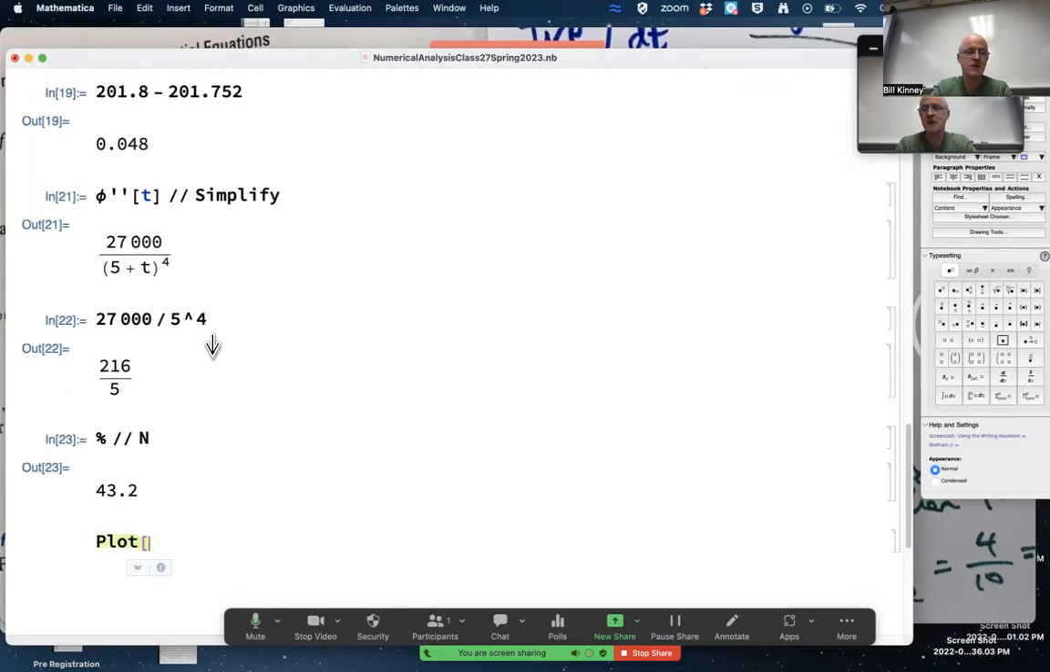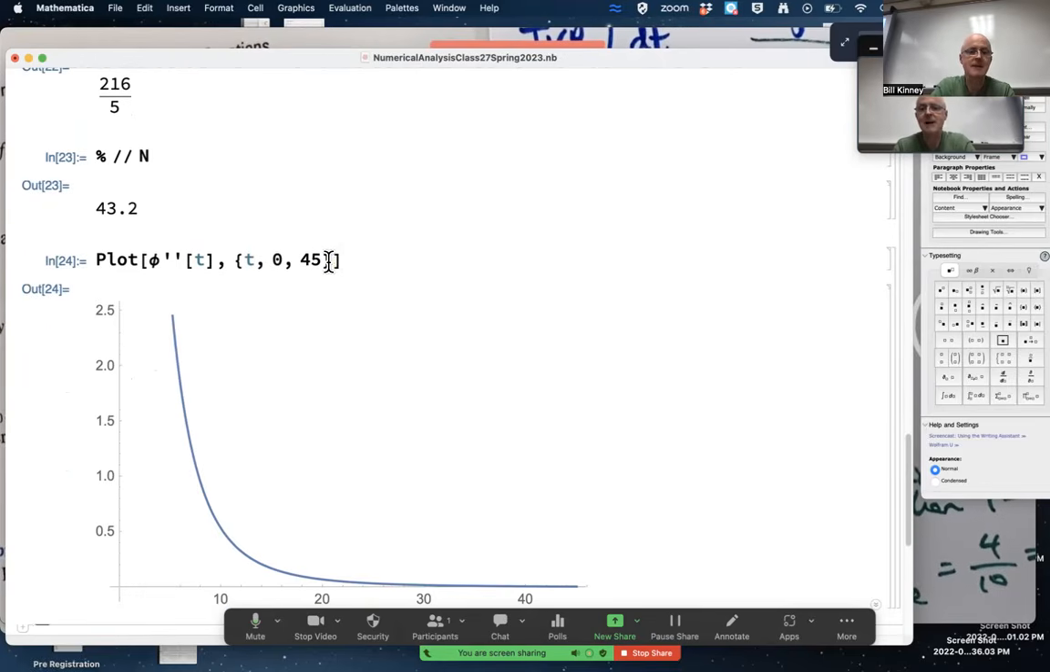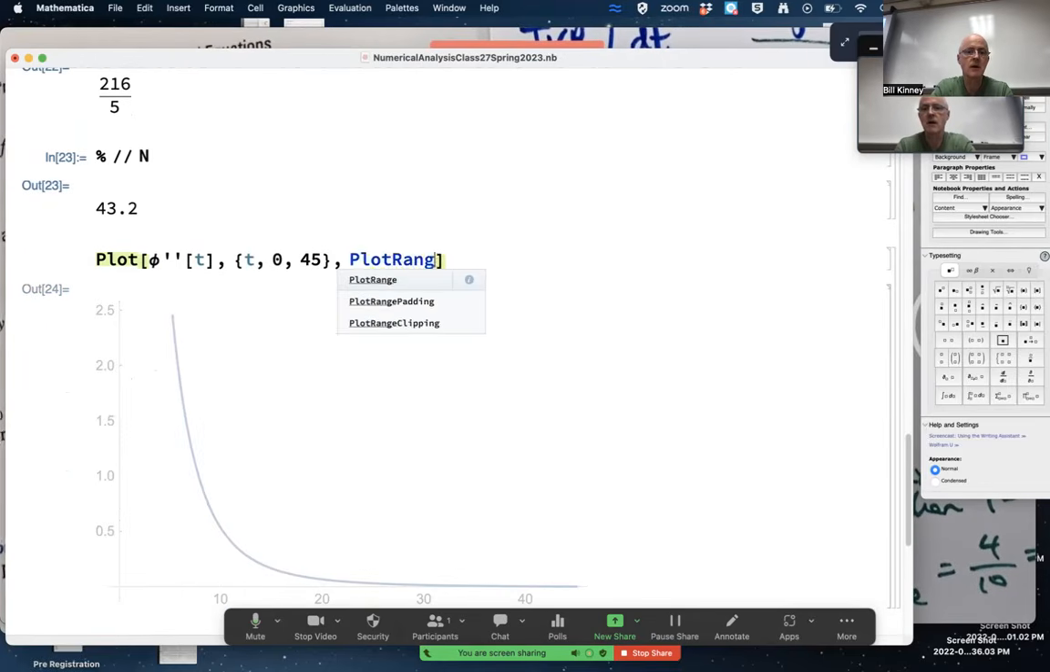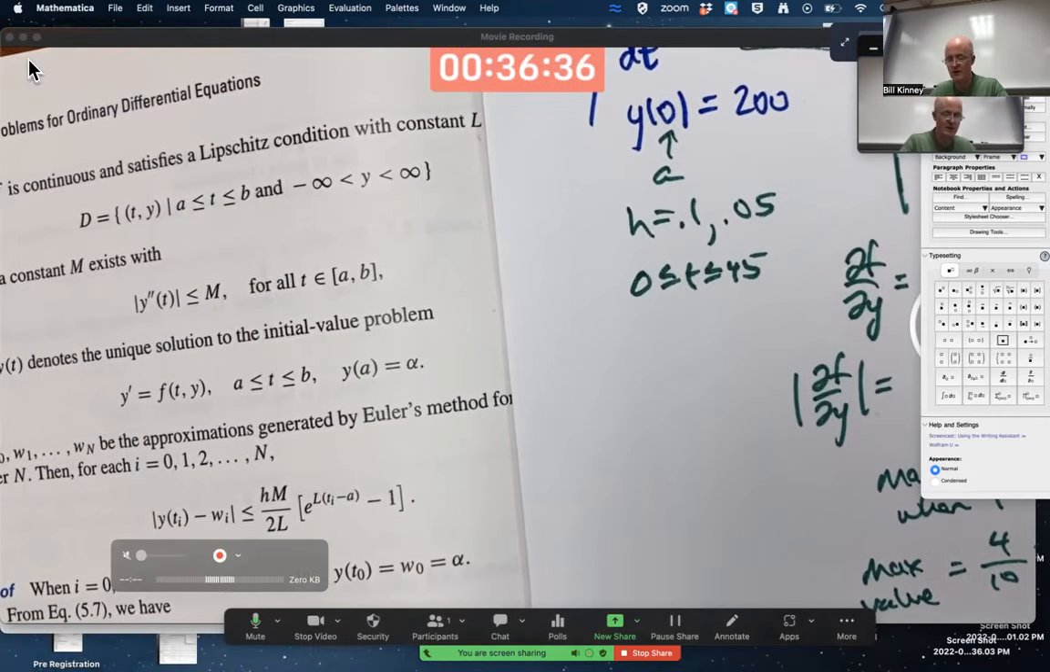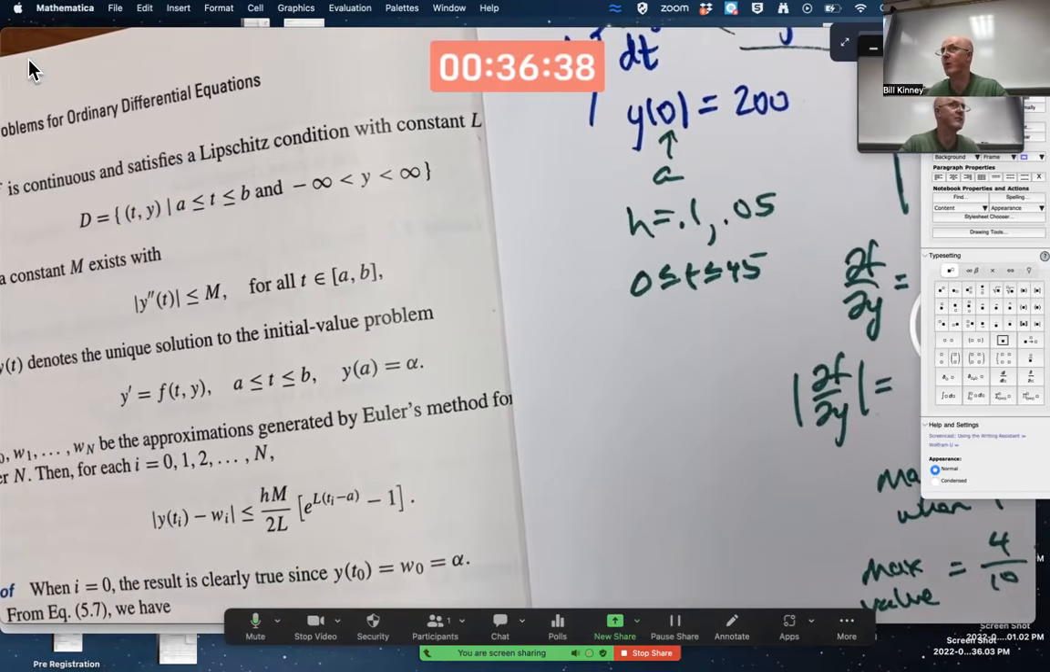You want to double check it, you could plot f double prime of t. It's maximized at t equals 0, and that maximum value is 43.2. So M can be taken to be 43.2, or if you don't like using a decimal, you could just go ahead and use 44.